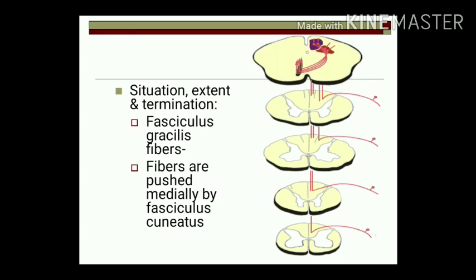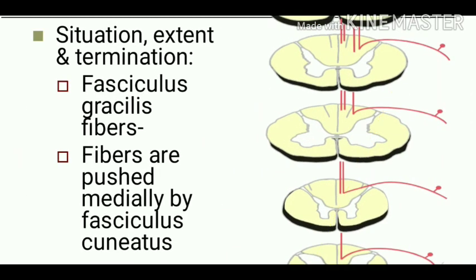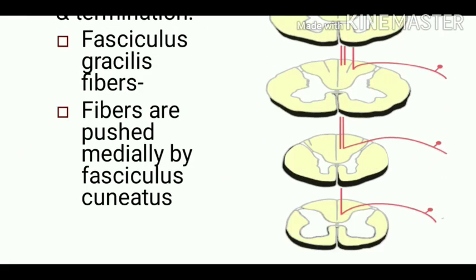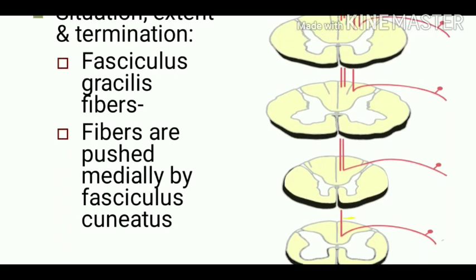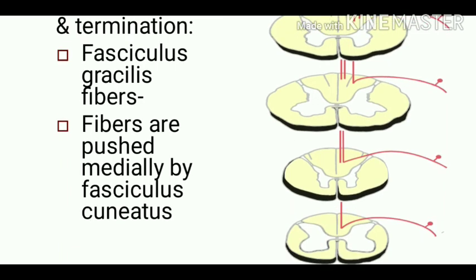Now, situation, extent and termination of the dorsal column tract. You can see here, these tracts enter the spinal cord. It forms fasciculus gracilis in the lower part. From the lower part, the fibers entering are pushed medially, and the fibers entering the spinal cord through the lower segments form fasciculus gracilis. So in the lower segments, you can see fasciculus gracilis occupies the whole dorsal column.